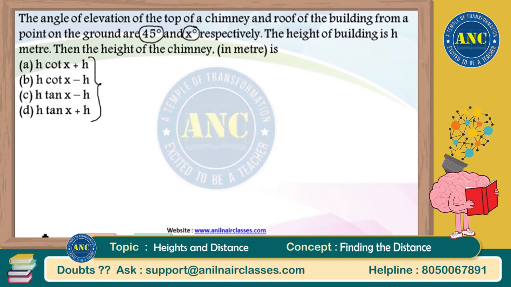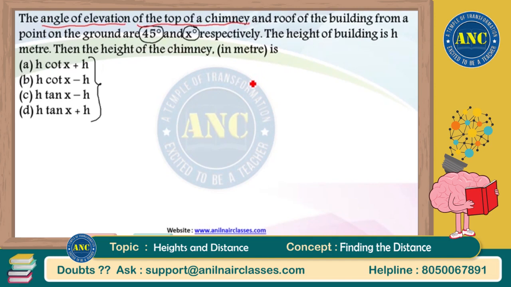It is in variable format, and the answer options also are in variable format. Exactly like my previous question, I can apply method 1. You can also solve by using method 2, sir. In some cases, I will teach you. Let me see. The angle of elevation of the top of a chimney. That means there is a chimney, right? There is a chimney.